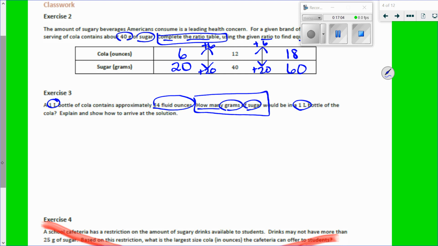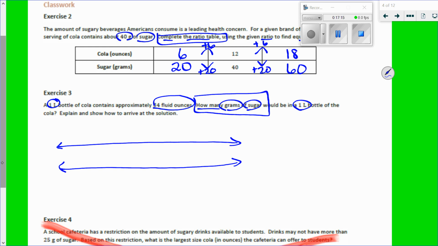Now, to build a double number line, step 1 is we just draw 2 number lines. Draw them parallel, right on top of each other. Don't forget to label them. So for our labels, I'm going to just use the C and the S, and we'll say the C is the ounces of cola, and S is the sugar in grams. Don't forget, be as specific as you can while defining your variables, meaning include units where possible.